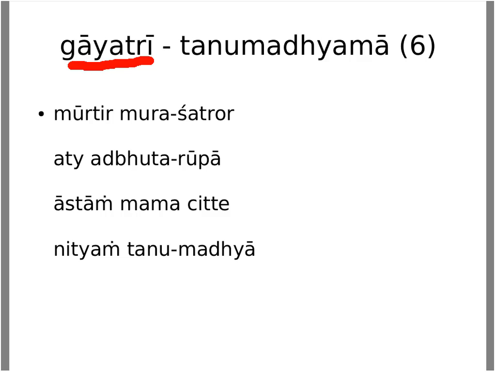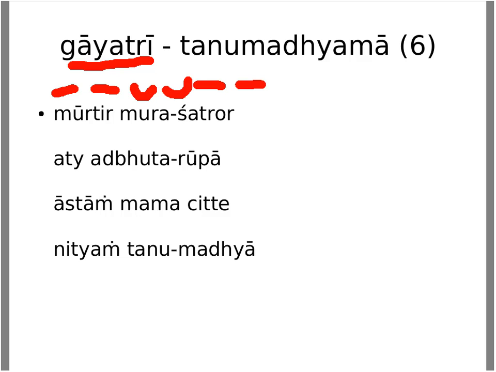So this verse also has the same pattern in every line. Murtir mudashatror atyad buddharupa astam mama chitte nityam tanu madhya. Do you feel the rhythm here? Murtir mudashatror. So you have long, long, short, short, long, long. Murtir mudashatror atyad buddharupa astam mama chitte nityam tanu madhya.